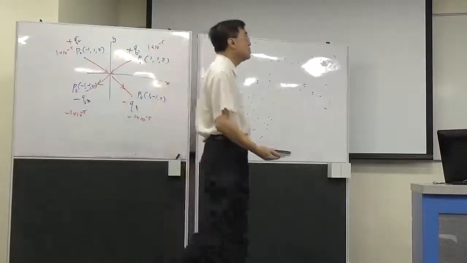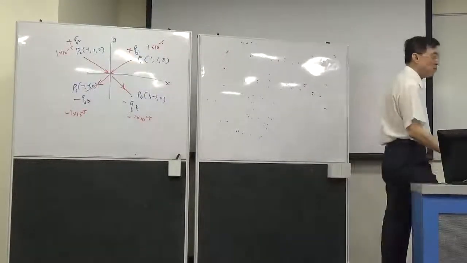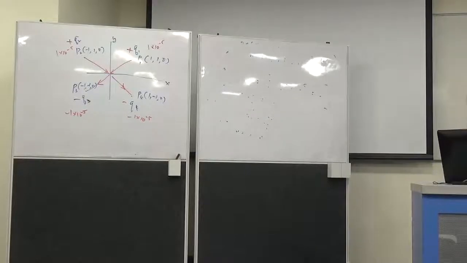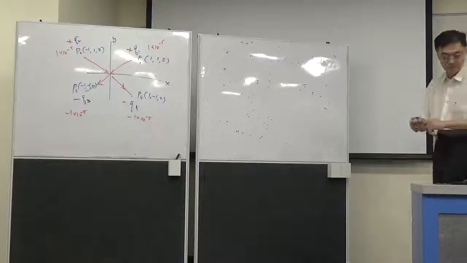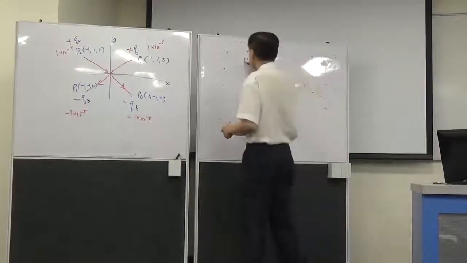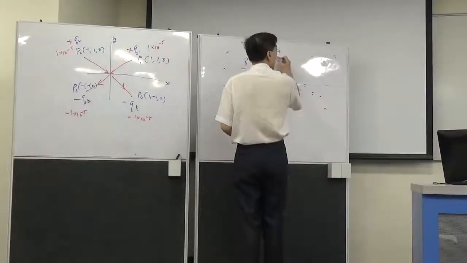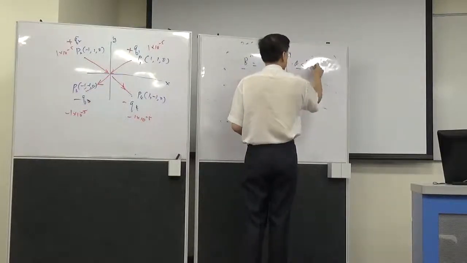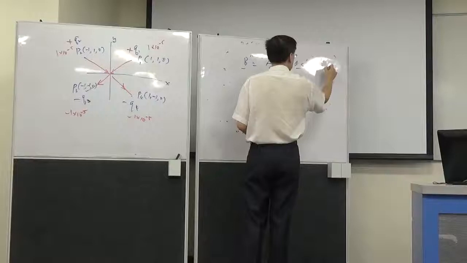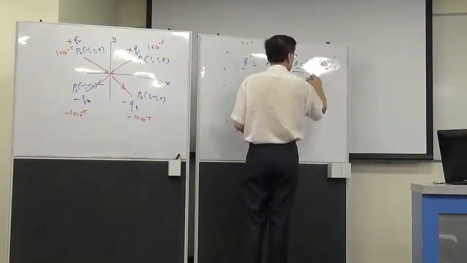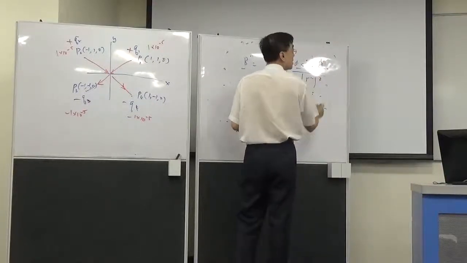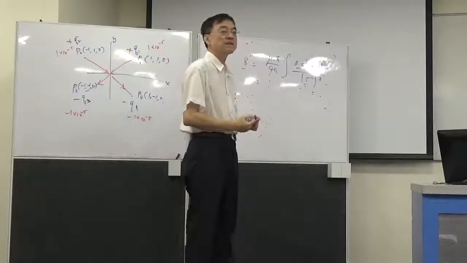Okay, question 2. Explain the various components. Wow, that one is very easy, right? What are the various components? Biot-Savart law: B is equal to mu naught I over 4 pi, integral of ds prime cross aR double prime over R double prime squared. What are the various components?